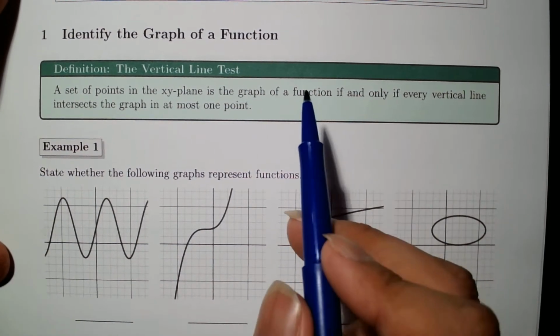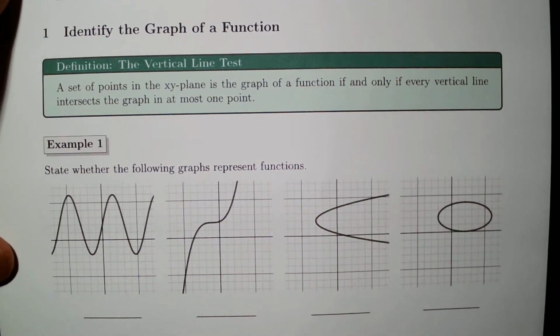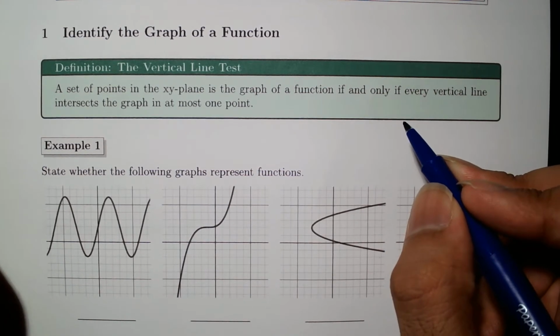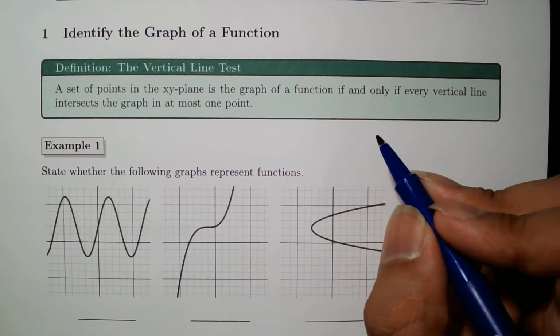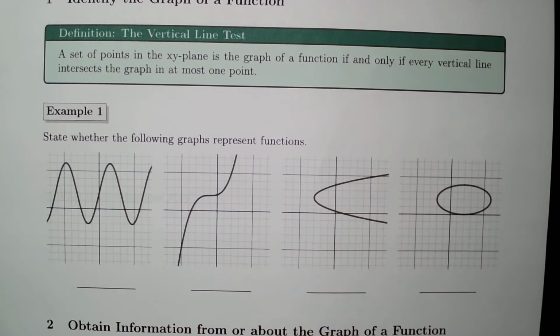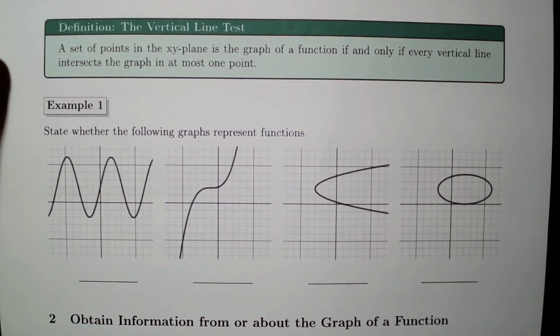In essence, if you draw a vertical line on a graph and that vertical line intersects the graph at most one point, then that graph will be a function. Otherwise, if the vertical line intersects the graph more than once, then the graph will not be a function. Okay, so let's look at some examples here.